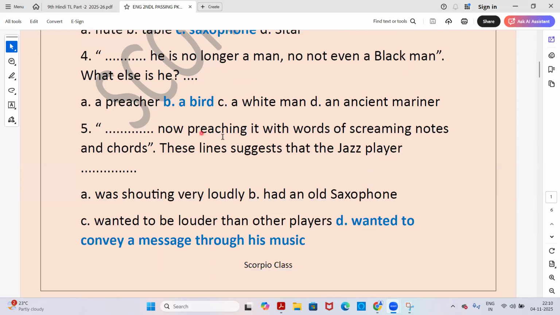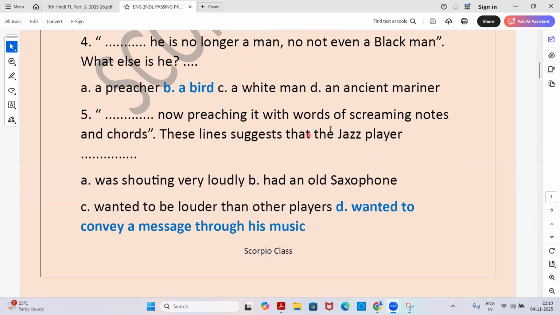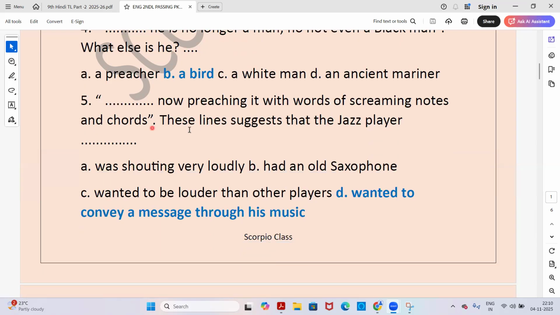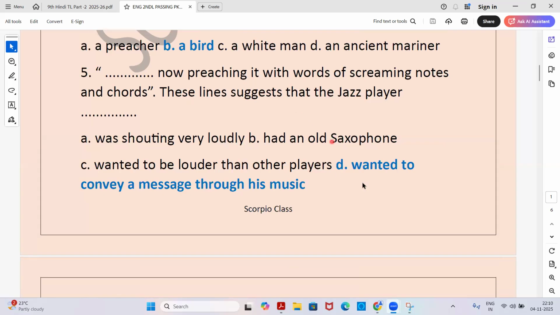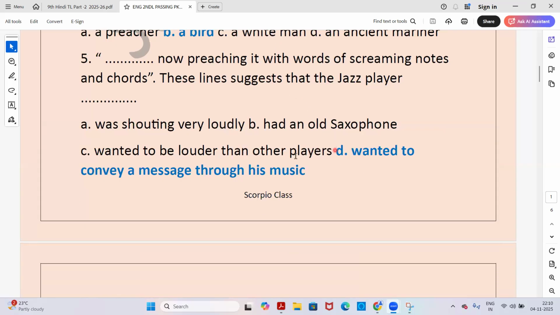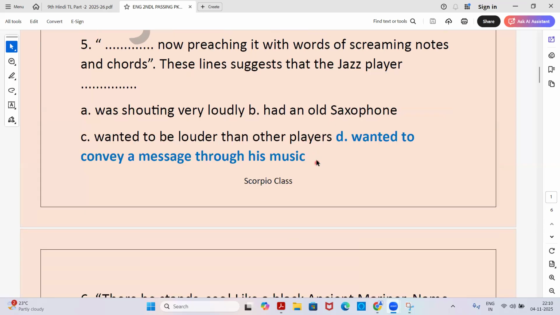Next, now preaching it with words of screaming notes and chords. These lines suggest that the jazz player was dash. Option D, wanted to convey a message through his music. So these are the answers.